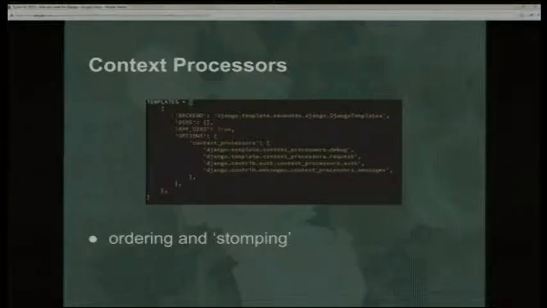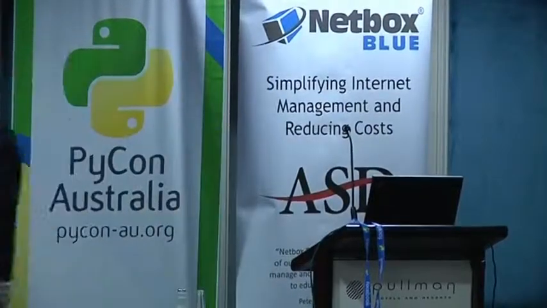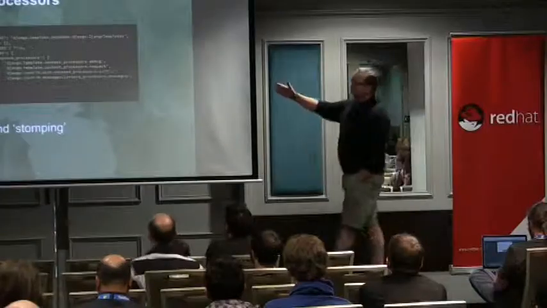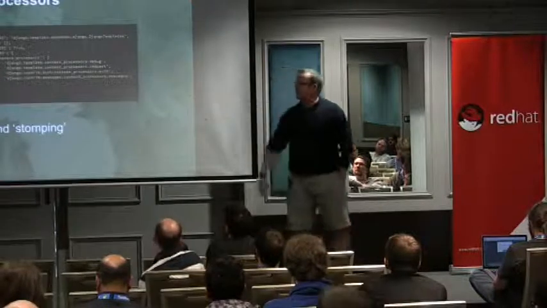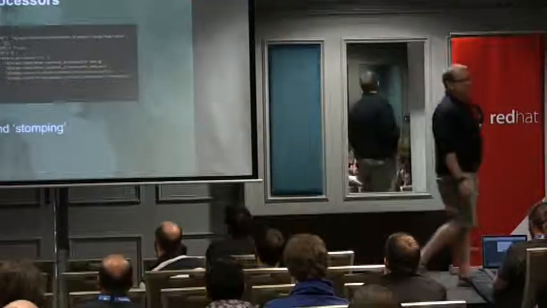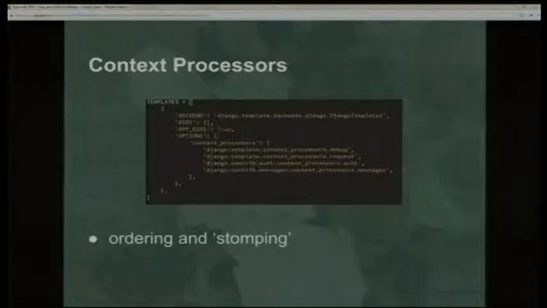Oh, sorry, no, let me back up a little bit. Sorry, so you define the location of a context processor within the templates settings. This is the new 1.8 template setting, and you specify the path to your module. I've just put stomping on there.